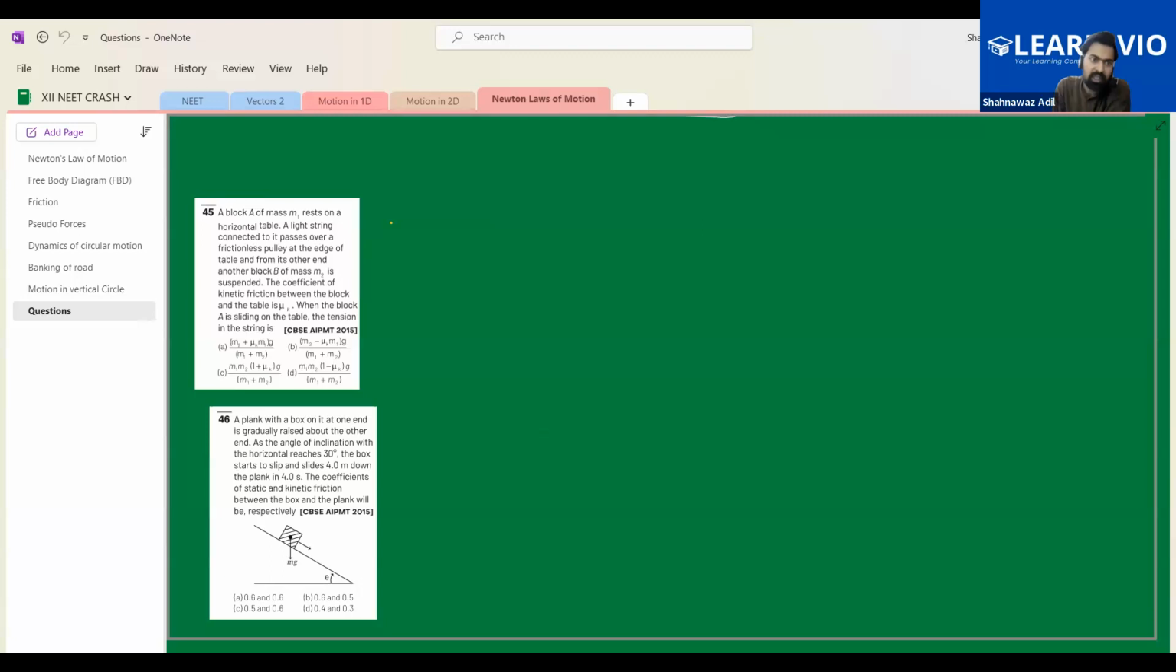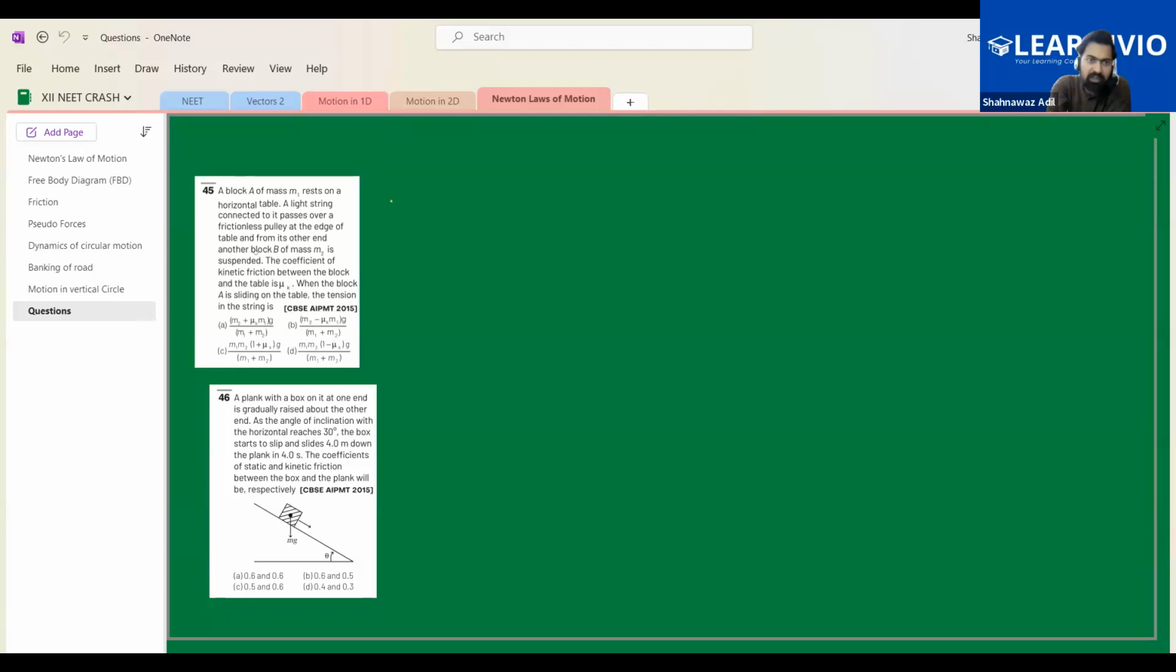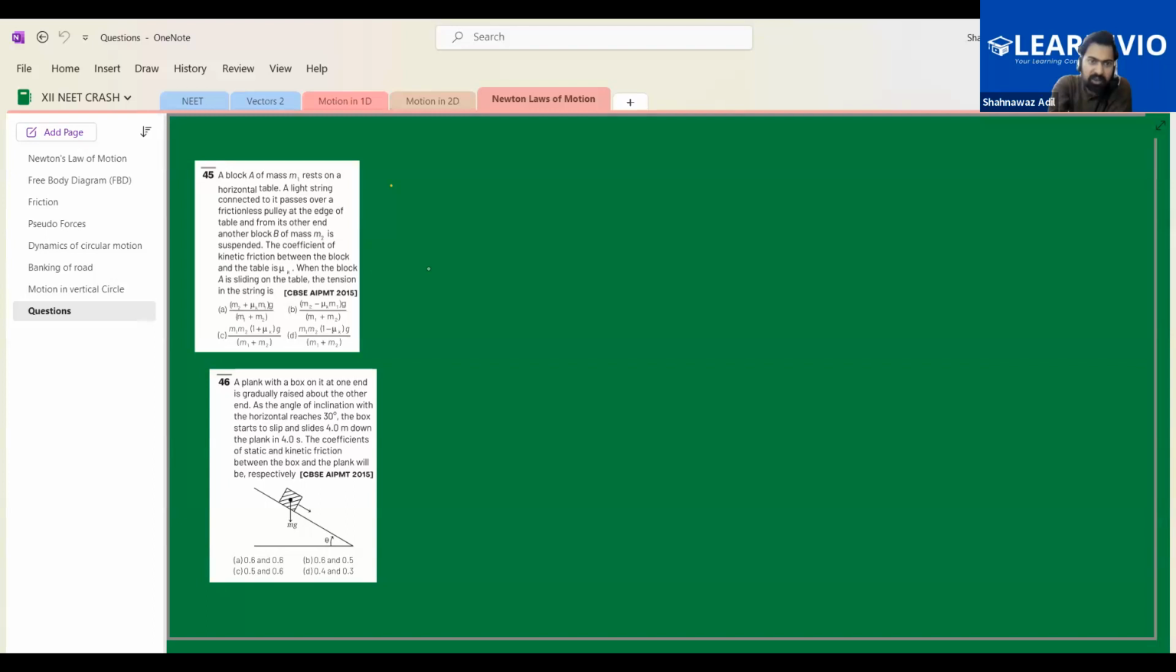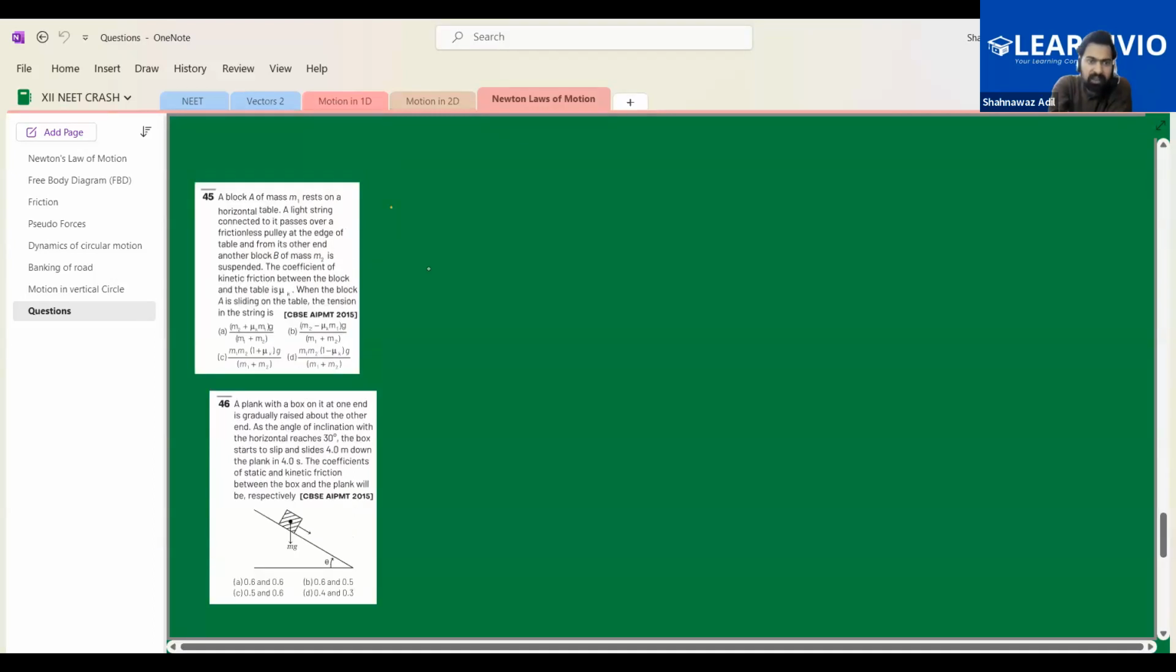So the first one is that a block A of mass m1 rests on a horizontal table. A light inextensible string passes through a frictionless pulley at the edge of the table. From its other end, another block B of mass m2 is suspended. The coefficient of kinetic friction between the block and the table is mu, and when the block is sliding on the table, the tension in the string is. Right, so we have to find out the tension in the string.